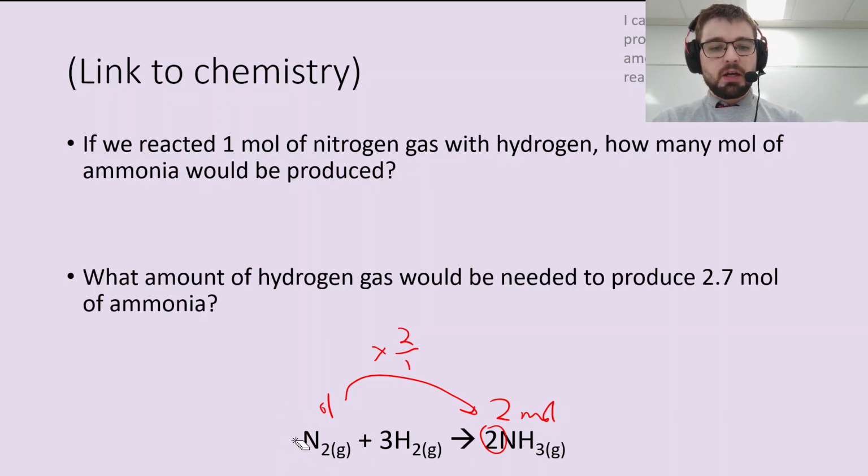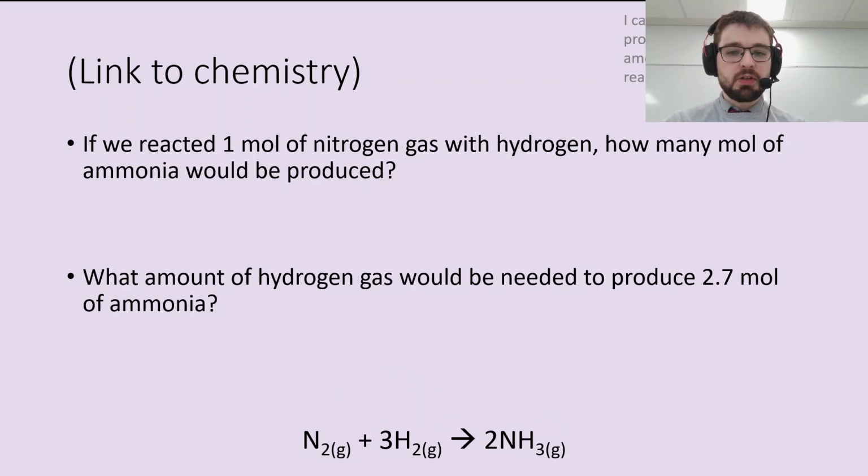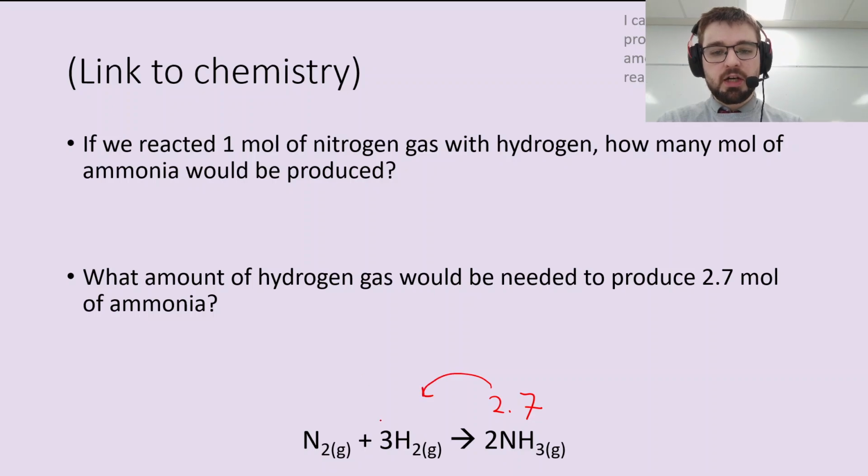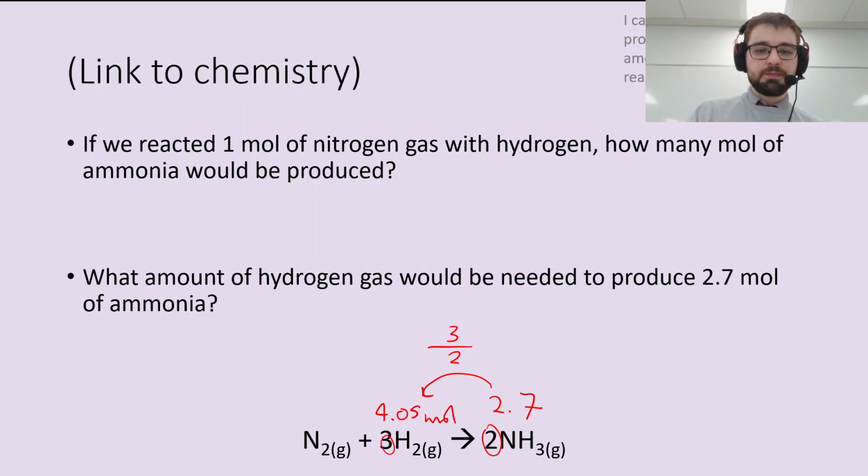And we can go the other way as well and say, how much hydrogen gas would we need to make 2.7 mole of ammonia? So we can say 2.7, let's times it by 3, divide it by the 2. 2.7 times 3 over 2 is going to be 8.1 over 2, so 4.05 mole there, I'm pretty sure.